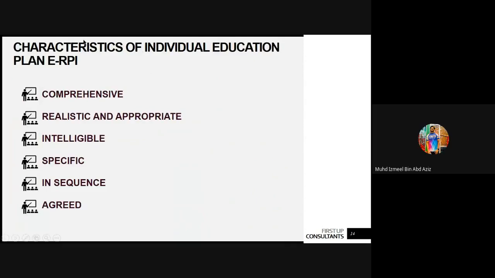Next one is the characteristics of the Individual Education Plan, ERPI. So the first one is we have comprehensive, realistic and appropriate, intelligible, specific, in sequence, and the last one is agreed.